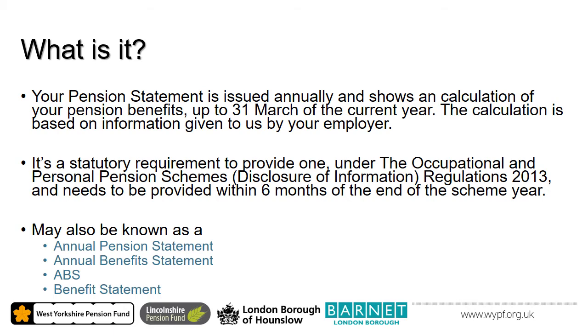It is a statutory requirement to provide you with a pension statement, and under the appropriate scheme regulations, we have to do this by the 31st of August. That is within 6 months of the end of the scheme year. Your pension statement may also be known by you, your employer or us as your annual pension statement, your annual benefit statement, your ABS or your benefit statement. But they are all in fact the same document.